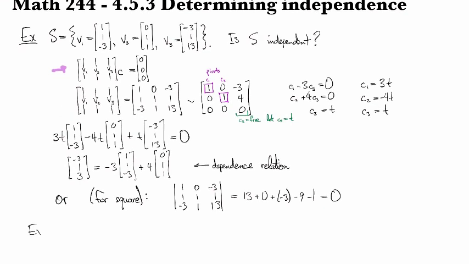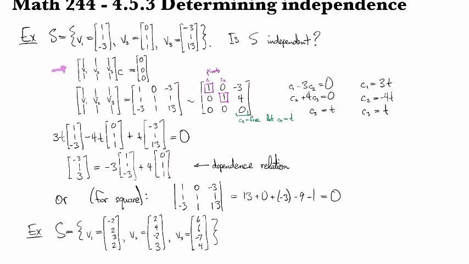Okay. So what about in a non-square situation? What do things look like? Let me do one more example. So if we take S to be, let's take V1 to be (-2, 2, 3, 2), and V2 to be (2, 4, -2, 3), and V3 to be (6, 6, -7, 4). Okay, so then the question is, is S independent?